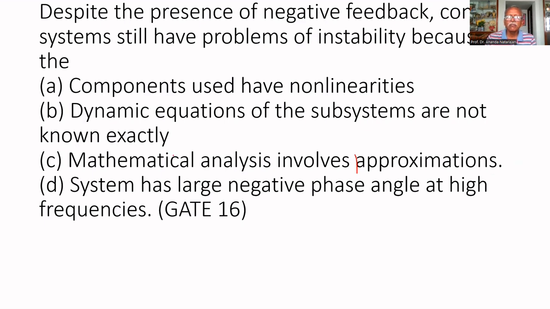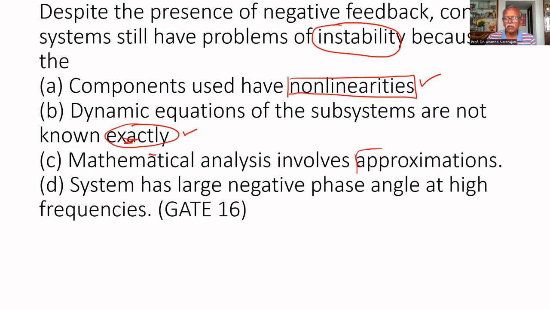Despite the presence of negative feedback, control systems still have problems of instability because components used have nonlinearities. Yes, this is one of the problems. Dynamic equations of the subsystems are not known exactly. Maybe this is also a reason. The mathematical analysis involves approximations. It is also one of the reasons. System has large negative phase angle. Without knowing the mathematical model, we cannot say this.